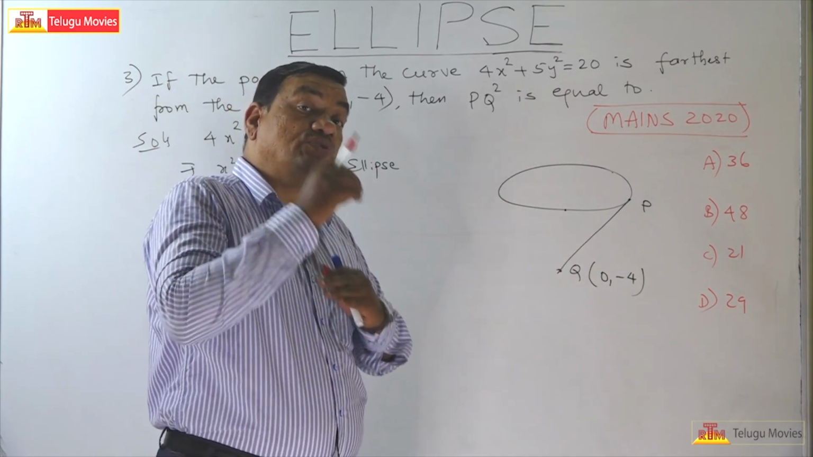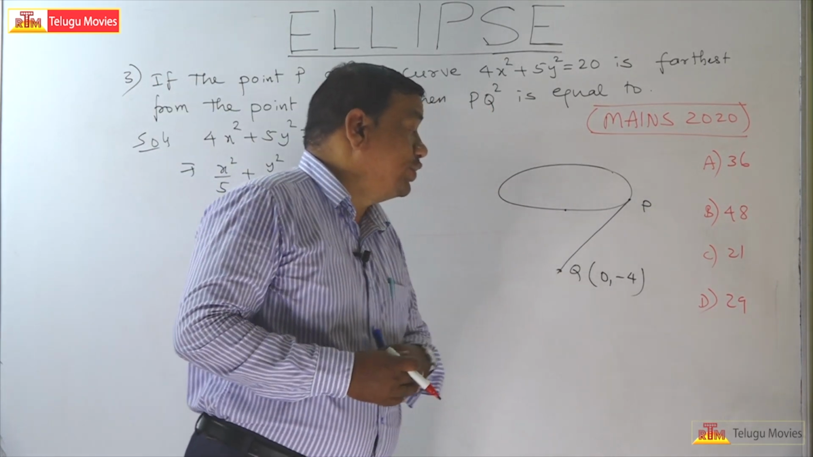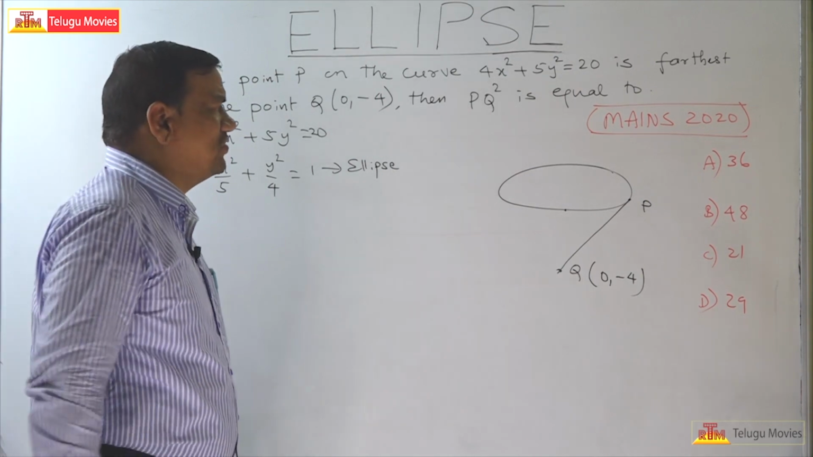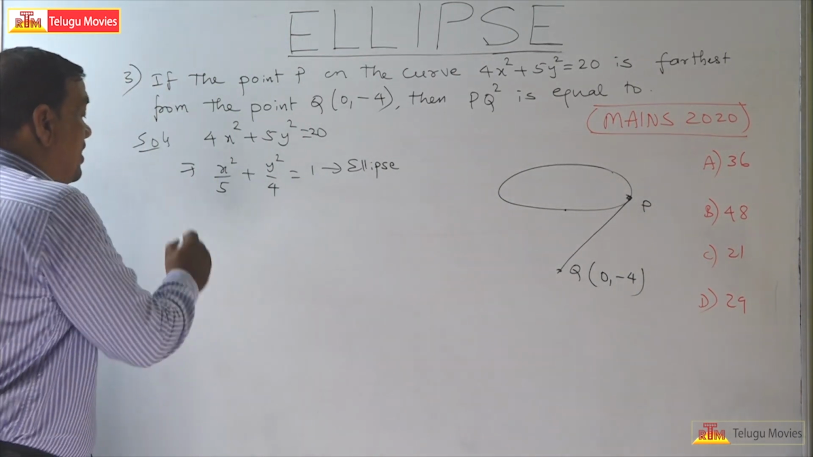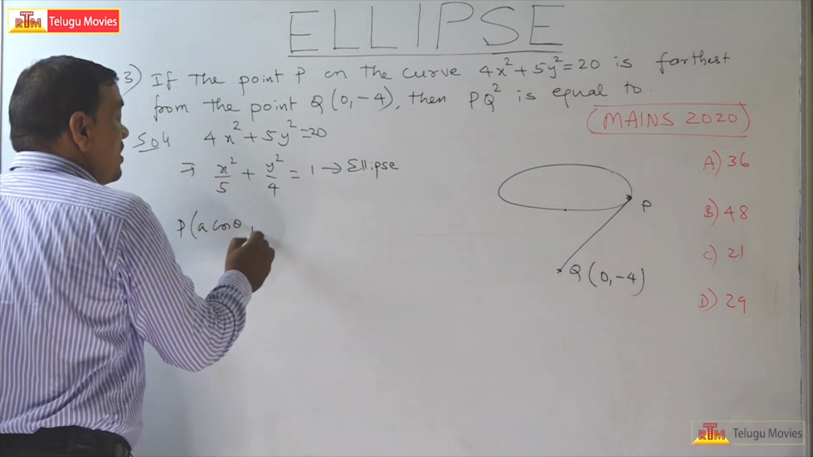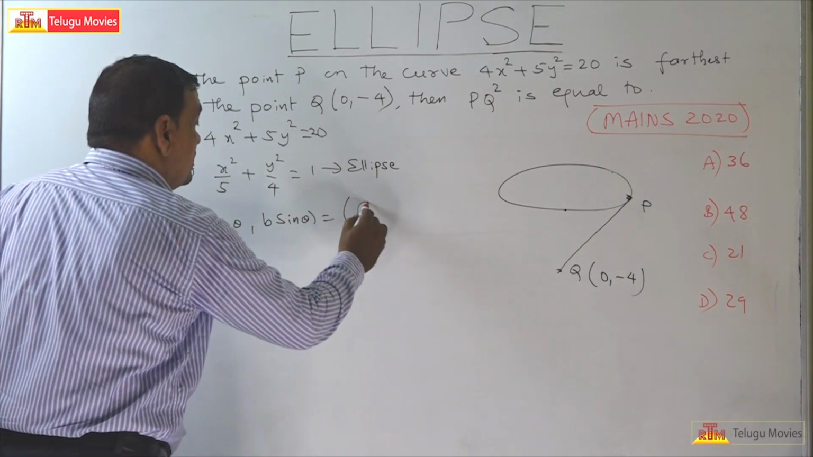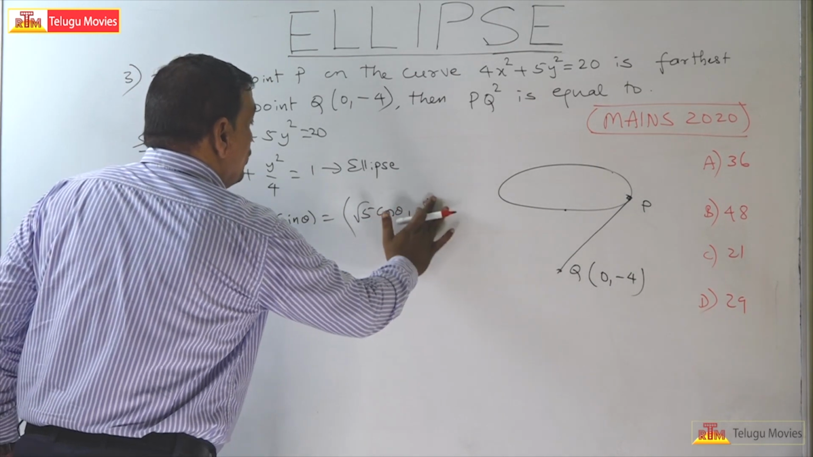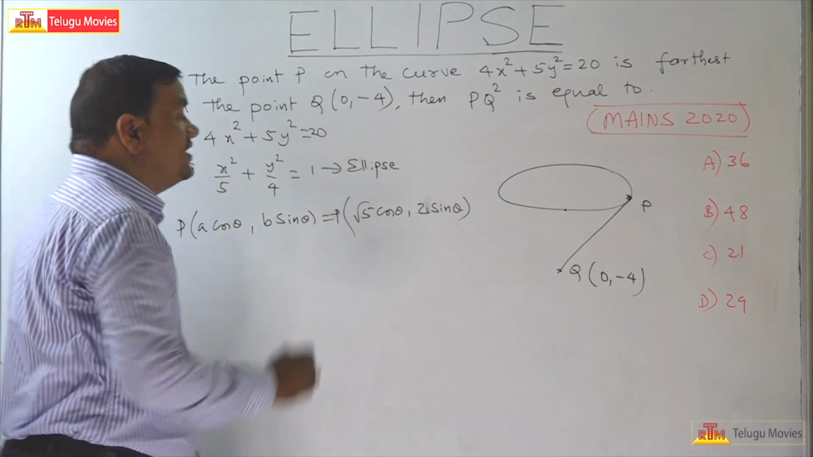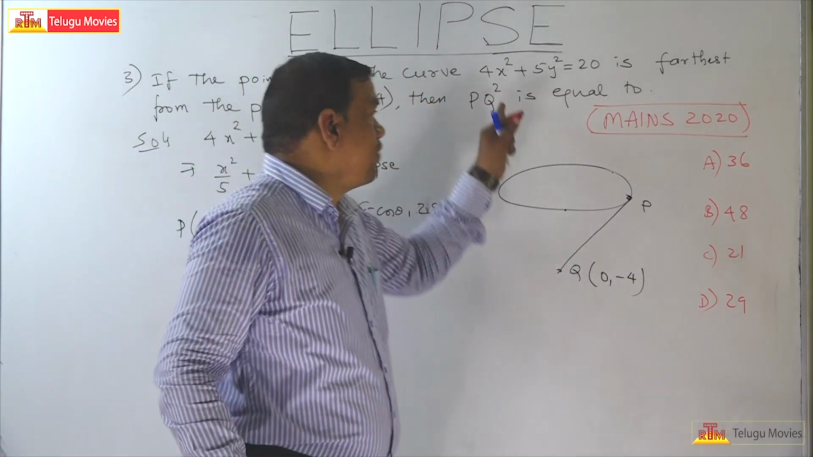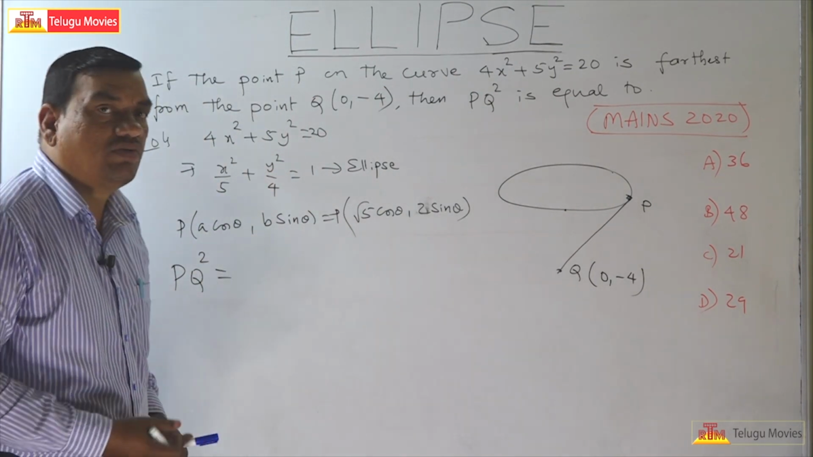You want a point P which is farthest, which has the maximum distance from the fixed point Q (0, -4). Very, very easy to find out. A general point P on the ellipse is (a cos θ, b sin θ), so a means √5: (√5 cos θ, 2 sin θ). So this is point P. Now what is asked? PQ². So let us find the distance PQ squared, without the square root.